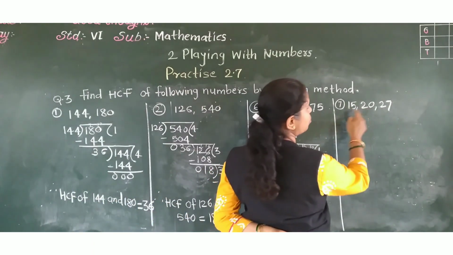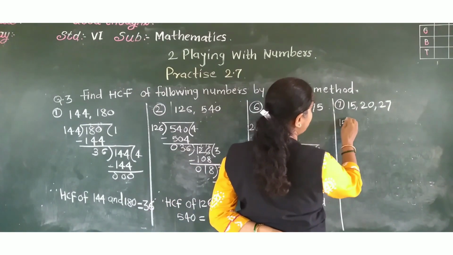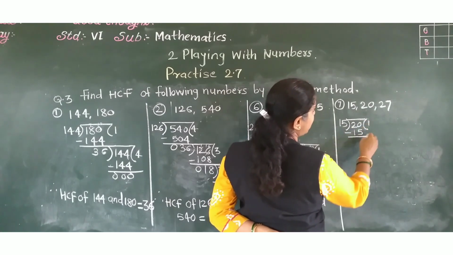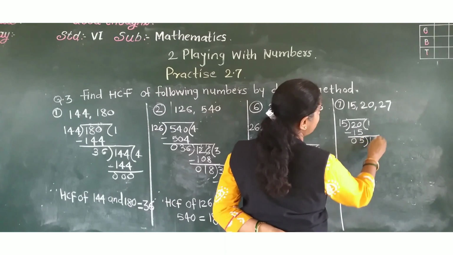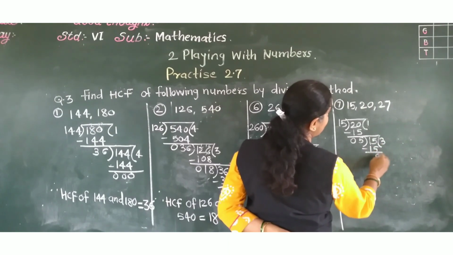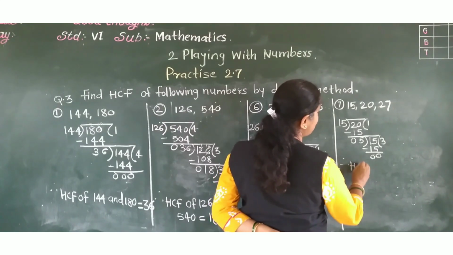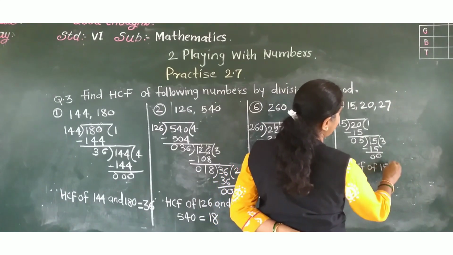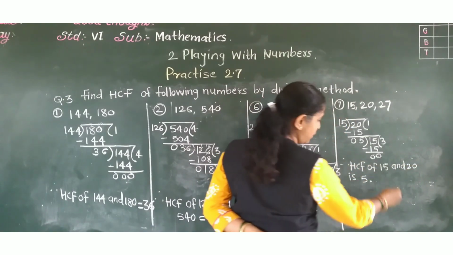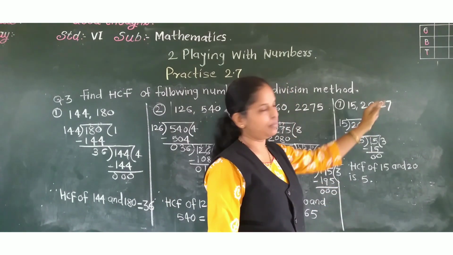Now see, when 3 numbers are there, that time how? So compare these two. Which is greater? 20 is greater. So divide 20 by 15. So 15 ones are 15. Okay, 5. Then with 5 divide 15. 5 3s are 15. So what is the HCF of 15 and 20? Therefore, HCF of 15 and 20 is 5. Correct?